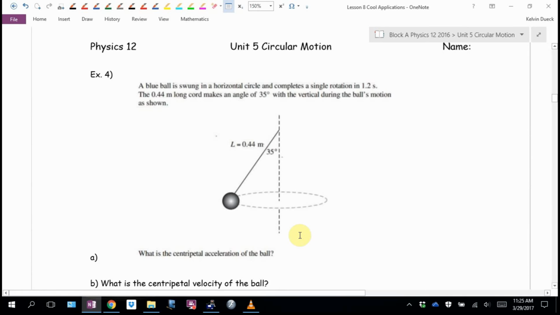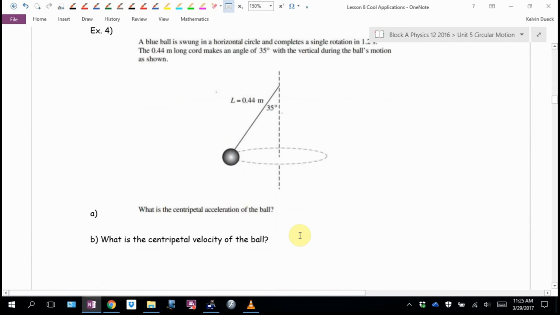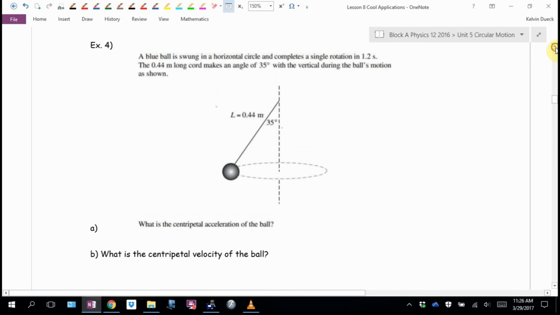Like example 4. Here is a conical pendulum. Says this, the blue ball is swung in a horizontal circle and it completes a single rotation in 1.2 seconds. You know what? I think they gave me the period. I think I'm going to be using the 4 pi squared r over t squared one. Okay. The chord makes an angle of 35 degrees with the vertical during the ball's motion. Oh, they gave me the length of the chord. Okay.